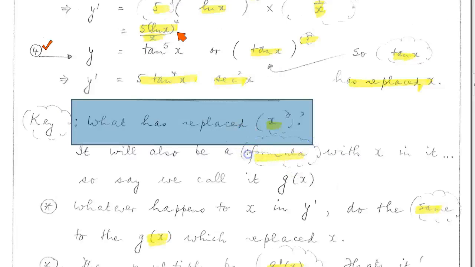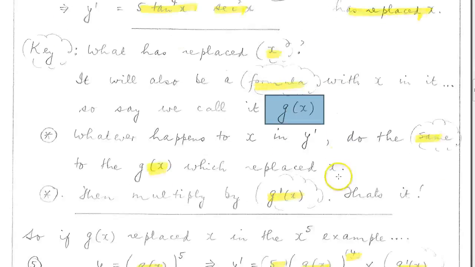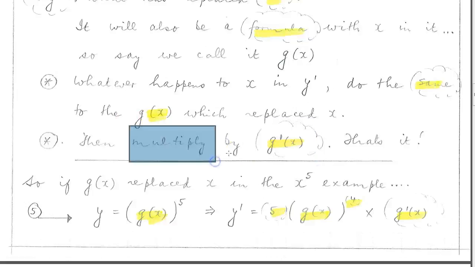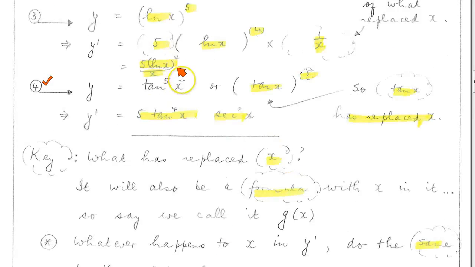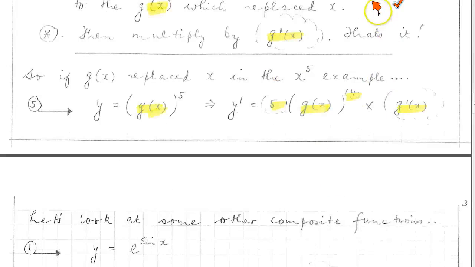So let's call it, say, g of x. Whatever happens to x in its y dashed calculation, do the same to the g of x, which replaced the x. And then when you're finished, multiply by g dashed x, which is the derivative of g of x. And you've got it. Okay, so if g of x replaced x in my x to the power 5 example, let's use g of x in that x. Let's use it here and see what it looks like.